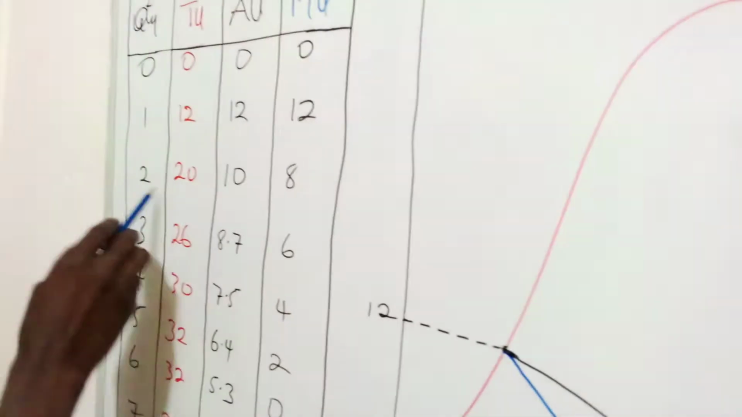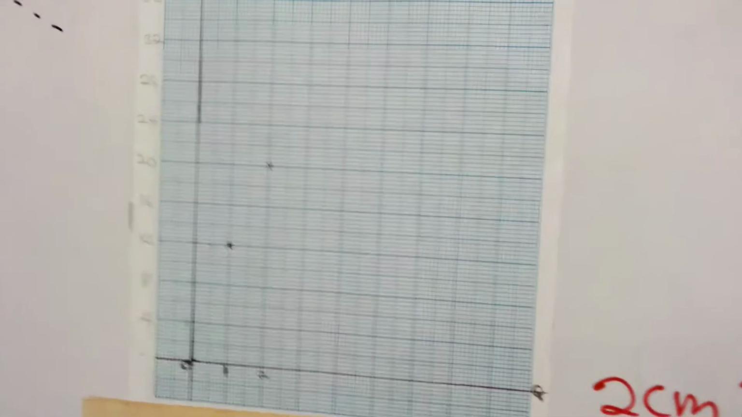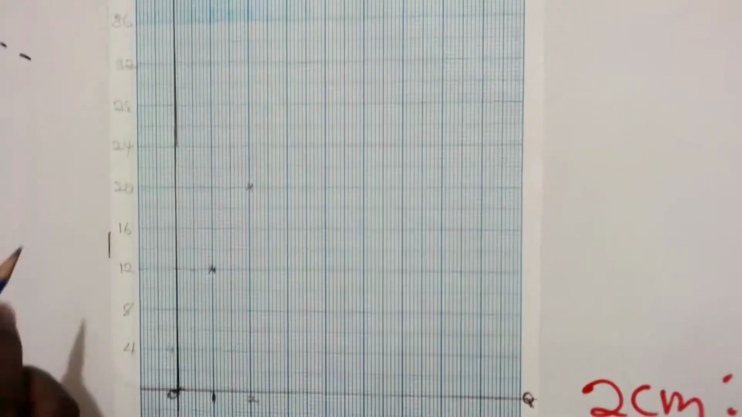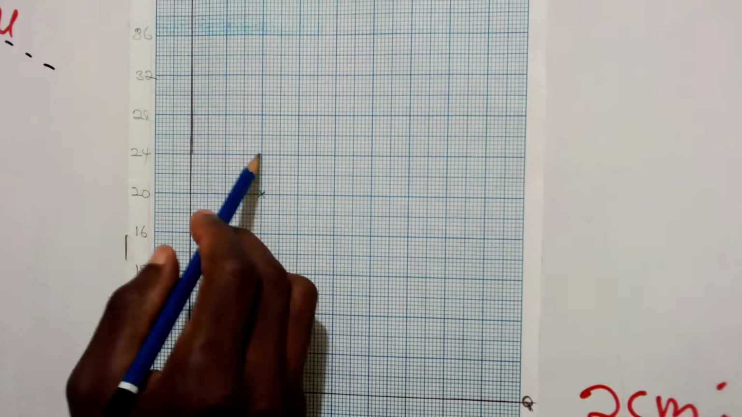Then we move on to the second one, which is 2 and 20. So this is our 20, and it falls on 2. So we are going to have our plotting at this point. Then we have 3 and 26. So we have 3. This is 24.